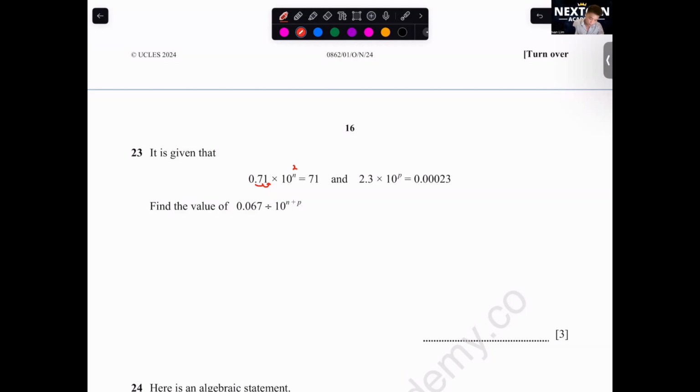For p, we want to move how many spaces? This one is to the left. 1, 2, 3, 4. When we move to the left, this will be minus 4.